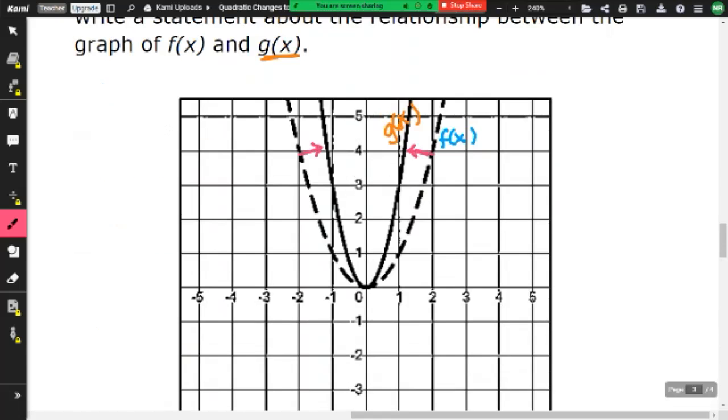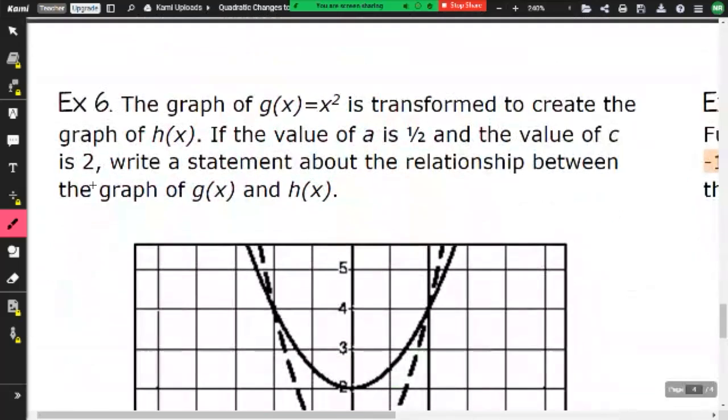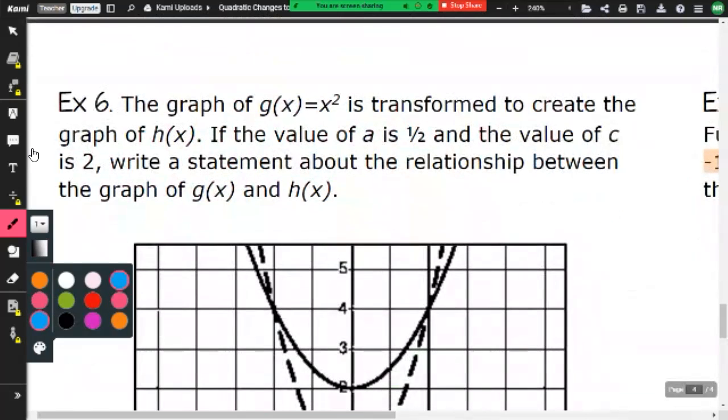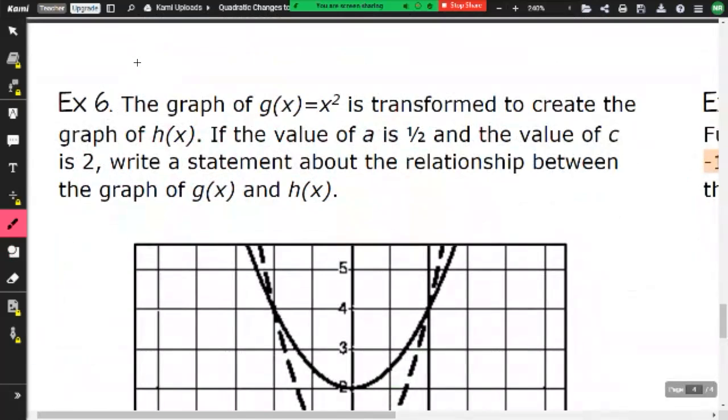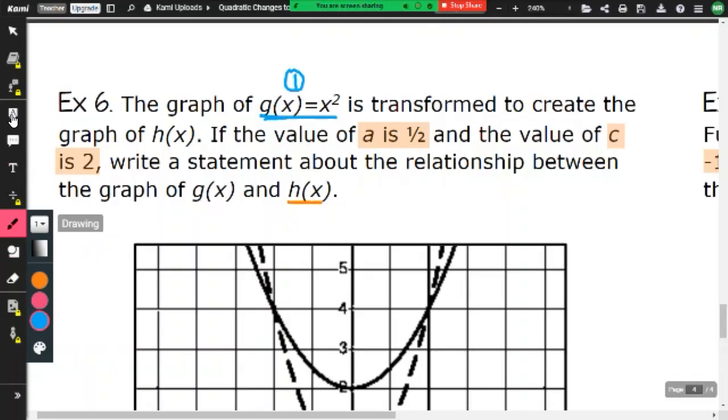Okay? All right, example 6. Let me find it. I want to say it's down here. Yeah. All right. Now, the first equation that they give us, or our x squared equation, is what? G of x. So this time they did use a different one. And g of x changed to what? H of x. They give us 2 different values, so please don't write function form until I show you how to do that, okay? What values do they give us? A is 1/2, and C is 2.